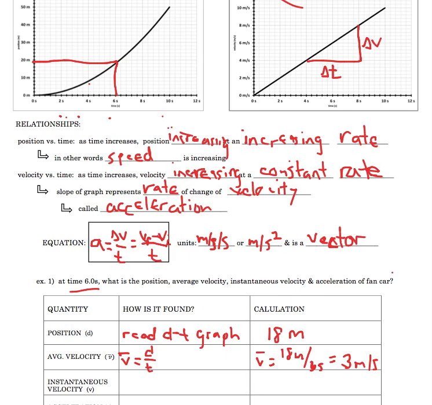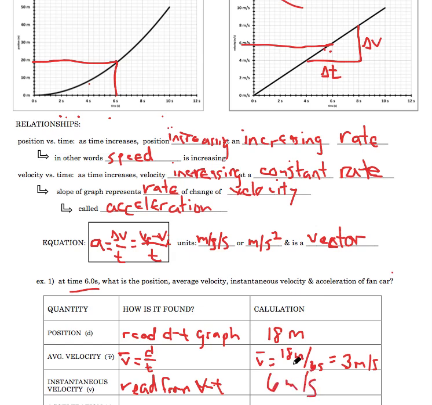All right, instantaneous velocity, we've already done that. That can be read directly from the VT graph. Okay, so we've already said that. After 6 seconds, how fast are we going? We're going 6 meters per second.